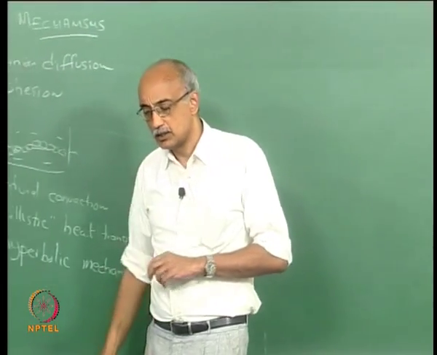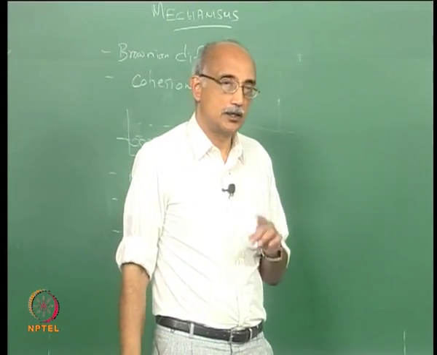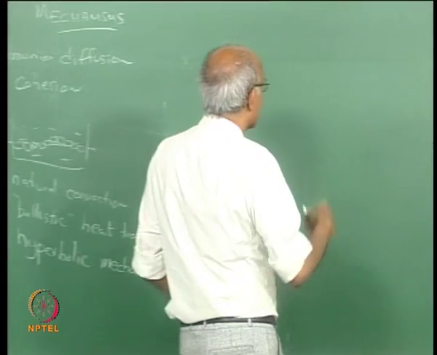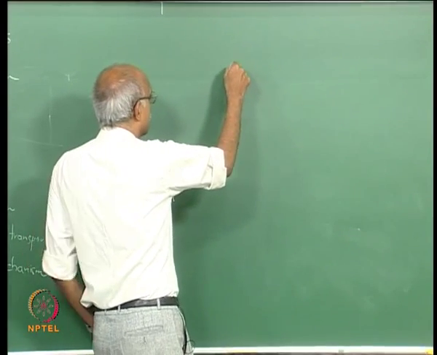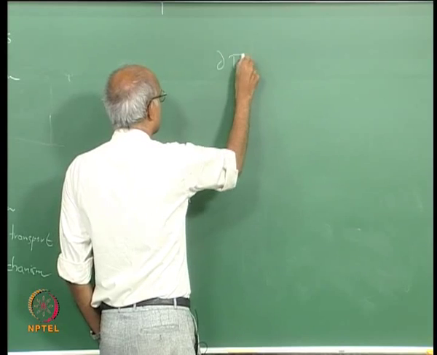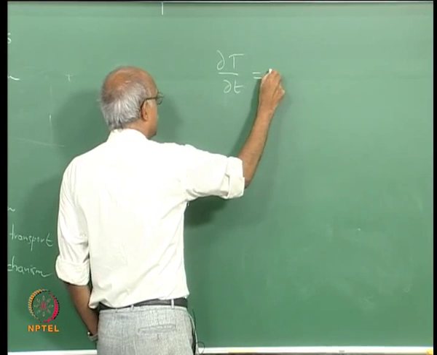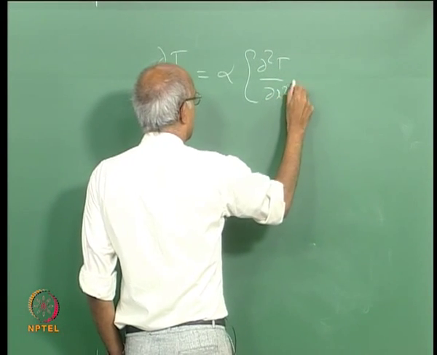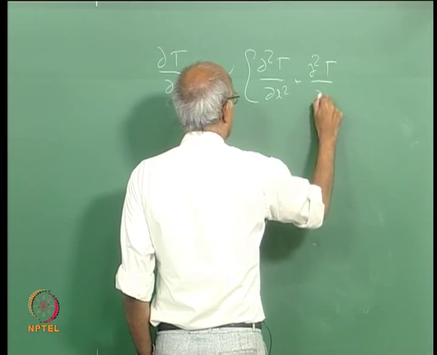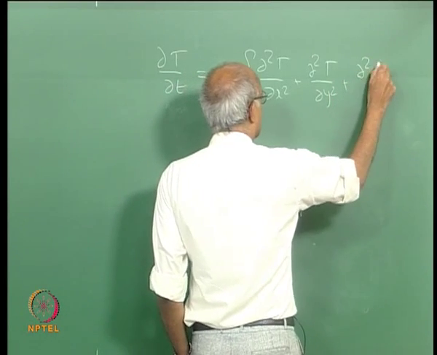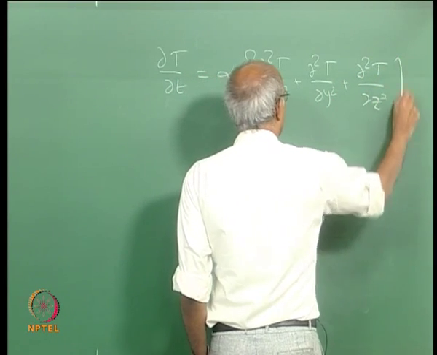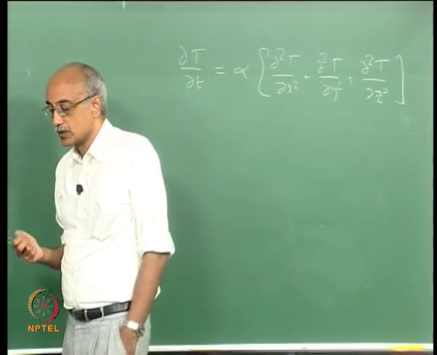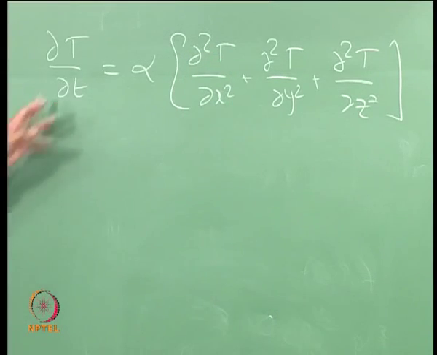So if you write the energy conservation equation under quiescent conditions, again the Fourier formulation for heat conduction would say that ∂T/∂t equals alpha times (∂²T/∂x² + ∂²T/∂y² + ∂²T/∂z²), where of course capital T is temperature, small t is time. So this represents the rate of change of temperature with time.